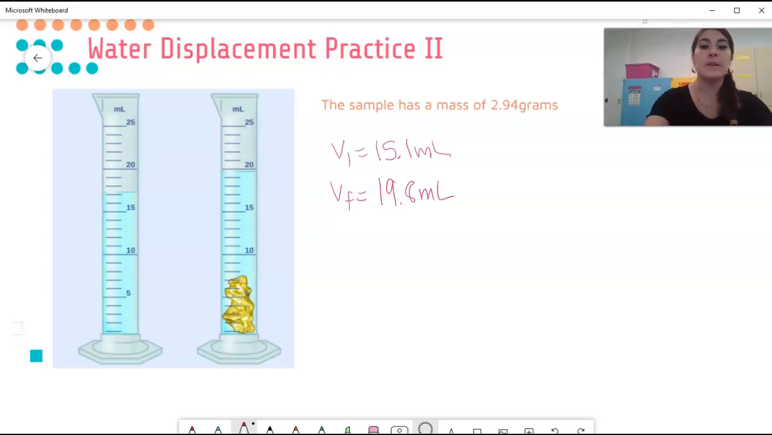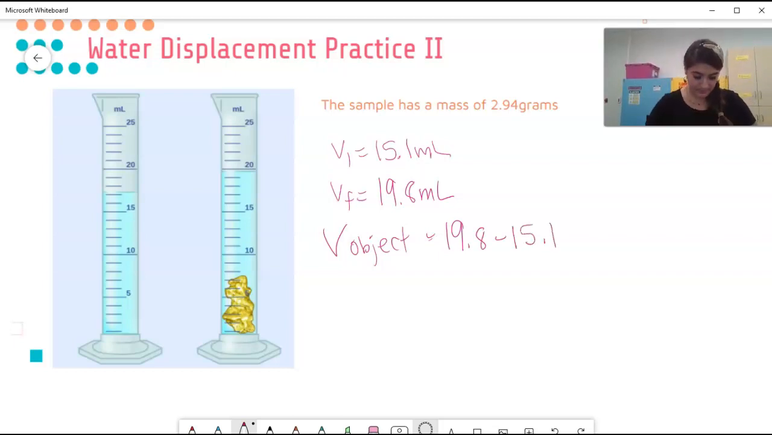No worries. So then to get the volume of my object, I'm going to take the 19.8 and subtract the 15.1. And that is going to give me the volume of this odd object. Again, I didn't have a different way to get that volume. There's no beautiful equation for something that's oddly shaped like that. Okay, and so that's why this is super helpful to get those volumes.